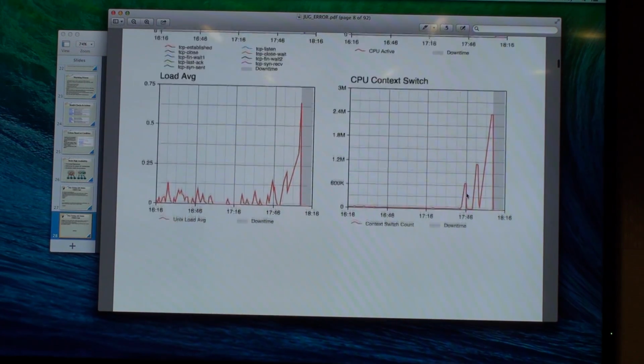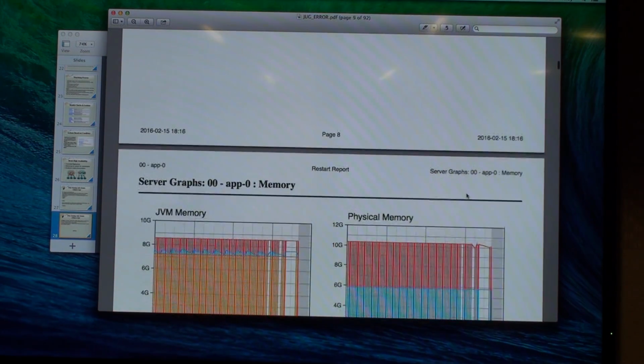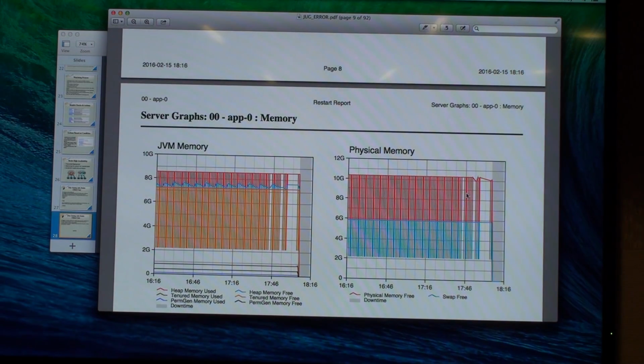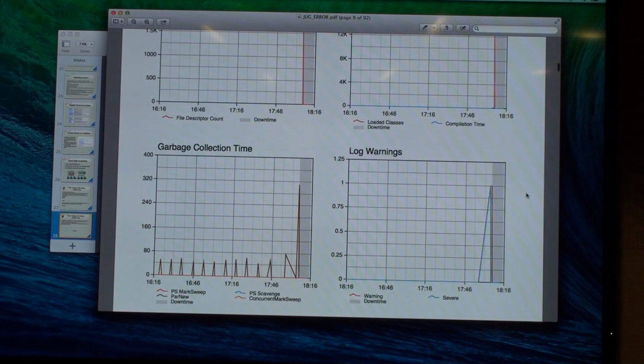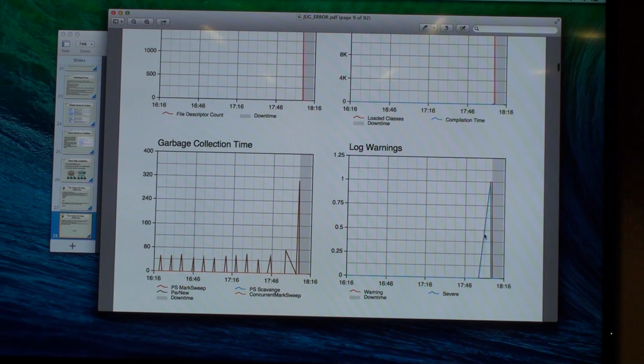Context switching and load averaging. And here's JVM memory, physical memory, charts that we provide as well as some of the log warnings. So as we can see, it got pretty severe. That's when the restart happened.